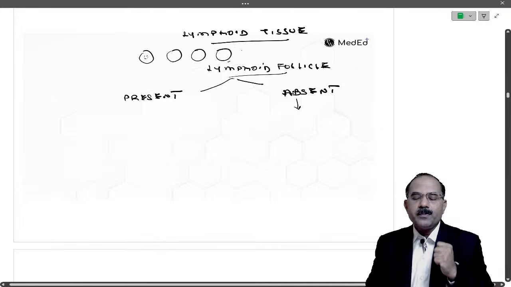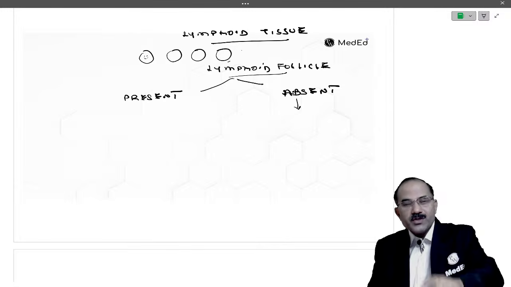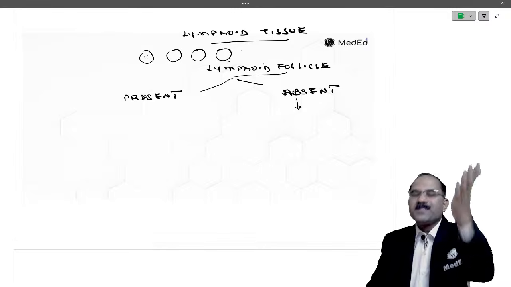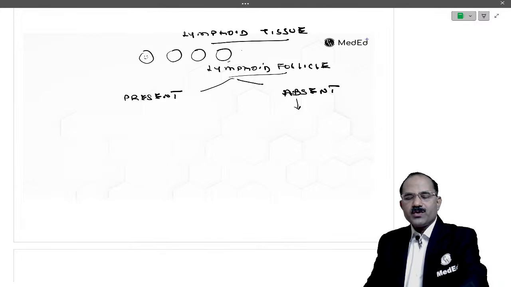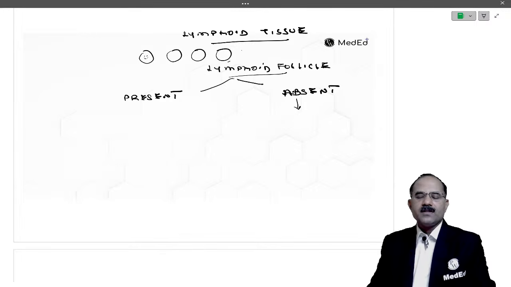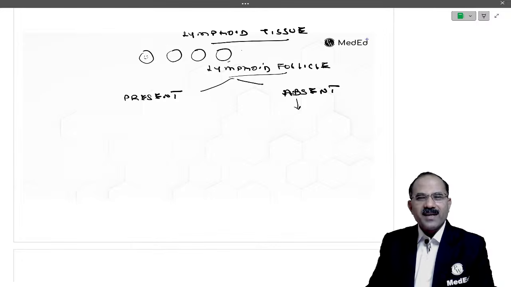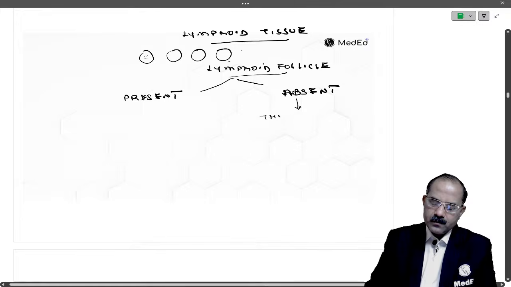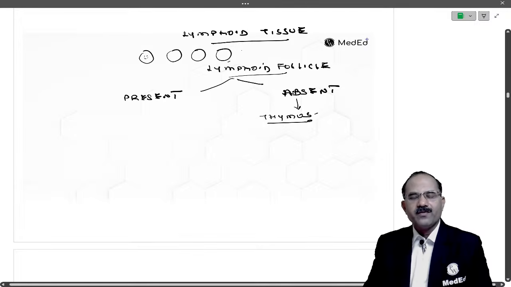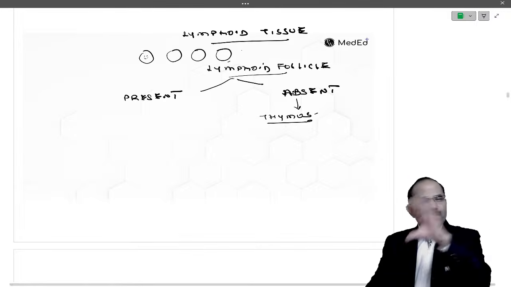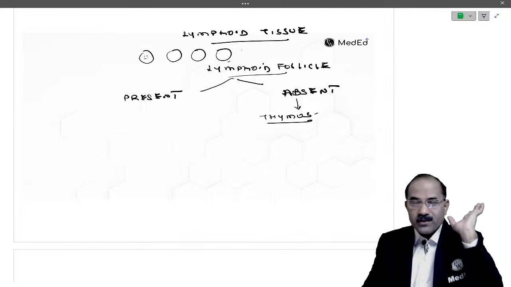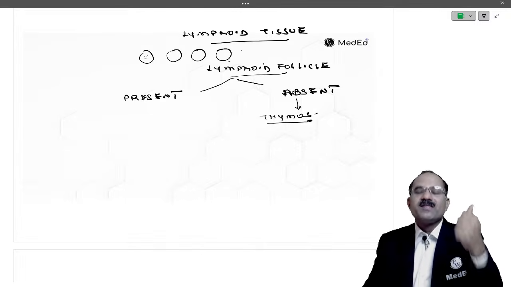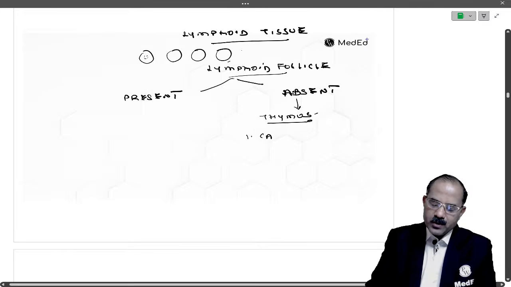What is the slide going to be? Which is the lymphoid tissue in which the lymphoid follicles are absent? Any guesses? That's thymus. Remember, thymus. Very good, Vinay. The moment lymphoid follicles are absent, I'm 100% sure this is thymus. But yes, it's a slide of lymphoid tissue. Now, how do I confirm this as thymus? What do I find? Capsule.